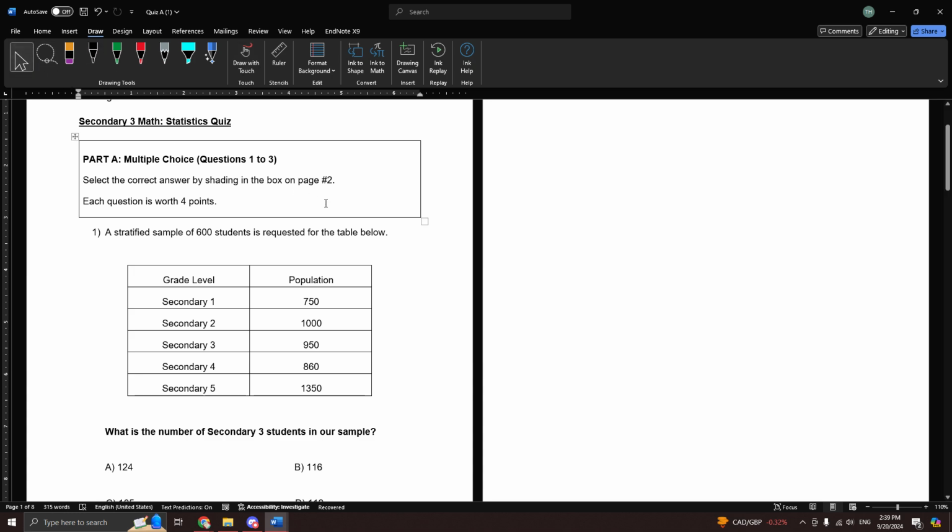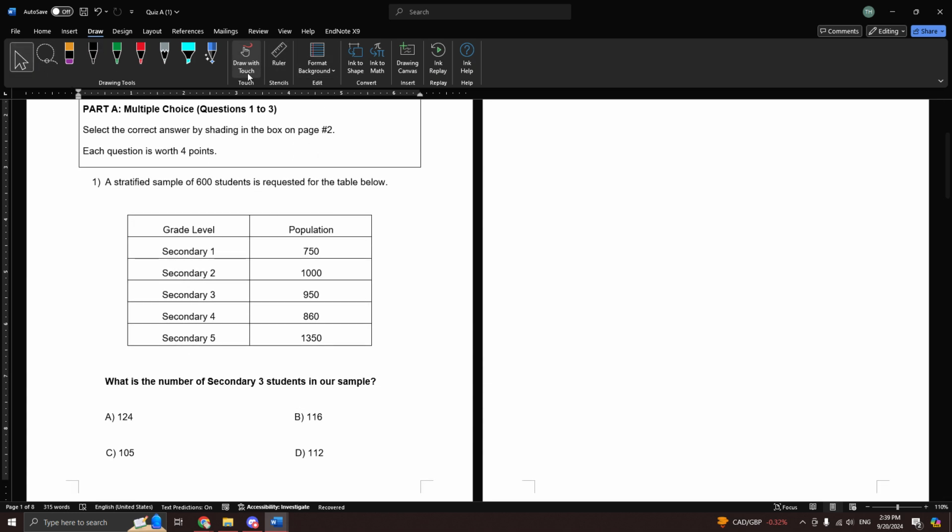Let's jump right into it. Question 1, we are asking for a stratified sample of 600 students. So the first thing we should keep in mind is the fact that this is a stratified sample and we're asking for a sample of 600 students. Very important to keep these things in mind.